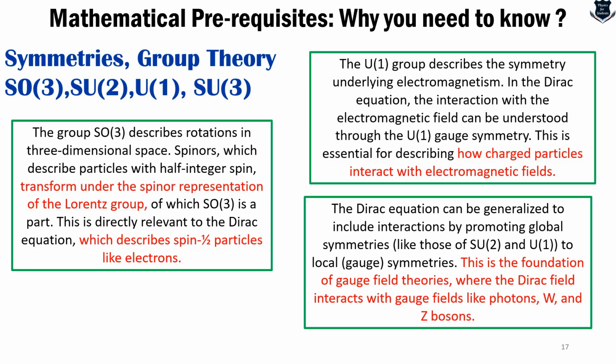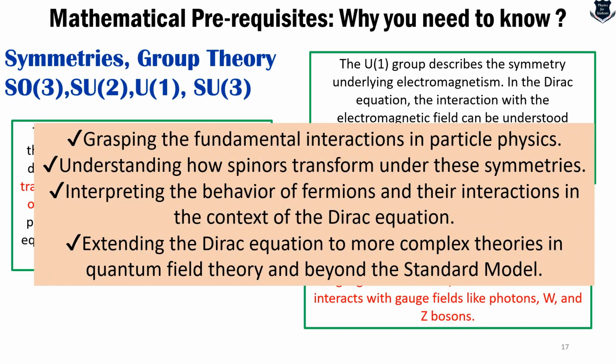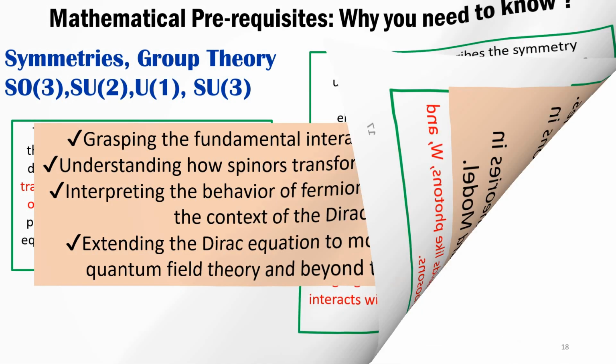So we can say that this is the foundation of gauge field theories, where the Dirac field interacts with gauge fields, like photons, W and Z bosons. So overall, what we can say is that grasping the fundamental interaction in particle physics, we need to know symmetries and group theory, understanding how spinors transform, interpreting the behavior of fermions, and extending the Dirac equation to more complex theories in quantum field theory, which are beyond the standard model. So we will learn that. Don't worry, we are going to look into symmetries and group theory in a very simple manner.